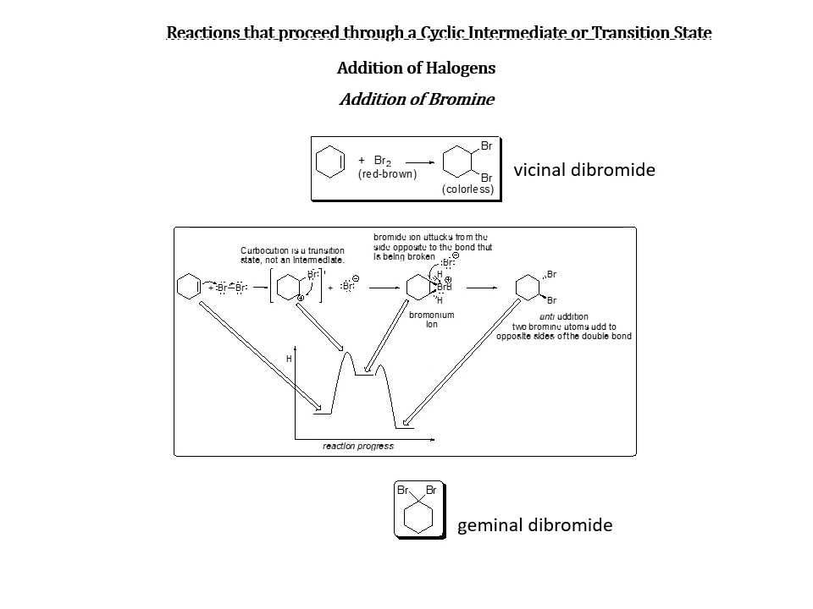Now we're going to look at reactions that proceed through a cyclic intermediate or cyclic transition state. One of the best known reactions is addition of halogens, specifically addition of bromine. In such a reaction, an alkene reacts with bromine to give a dibromide, and that dibromide is known as a vicinal dibromide. The word vicinal means that substituents are on the neighboring carbons.